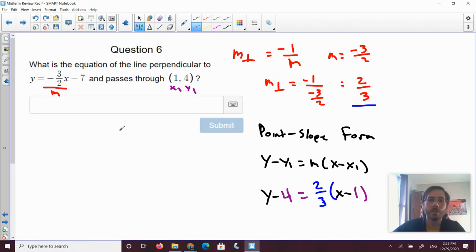So we can go ahead and just throw that into the answer choice. So y minus 4 equals 2/3 (x minus 1). And that's it. That's our equation of the line that is perpendicular and passes through. You don't need to simplify it if you don't want to. You don't need to turn it into y equals mx plus b form. You can leave it in point slope form. That's okay.